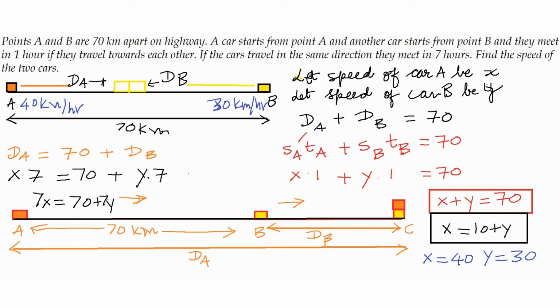So just to quickly check, in the second case, B is moving at 30 kilometers per hour, right? And in 7 hours, he will cover 210 kilometers, isn't it? 30 into 7, that's 210. And A on the other hand is moving at 40 kilometers per hour. So 40 into 7 will be 280 kilometers. You will notice that 280 is 70 plus 210. So this perfectly matches the data that we have, and therefore our solution is right.